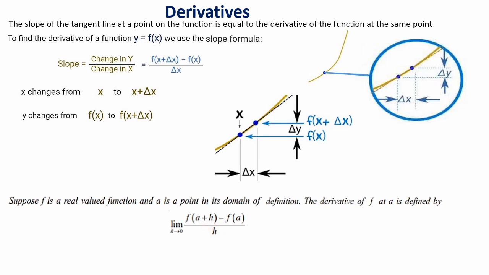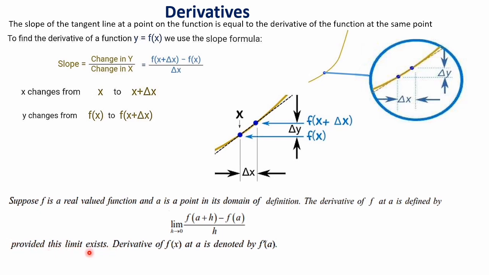And as we know, h tends to 0 means h is not equal to 0 but h is very close to 0. The definition is limit h tends to 0 of f of a plus h minus f of a divided by h. This is if f is a real valued function and a is a point in its domain. By definition, the derivative of f at a particular point a is limit h tends to 0 of f of a plus h minus f of a by h, provided this limit exists.